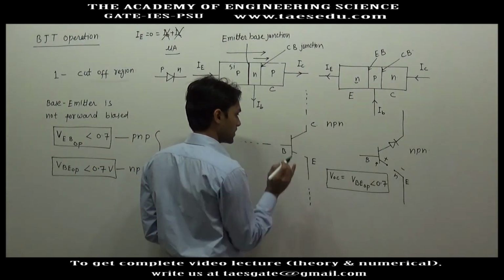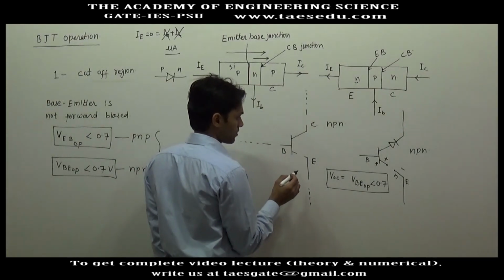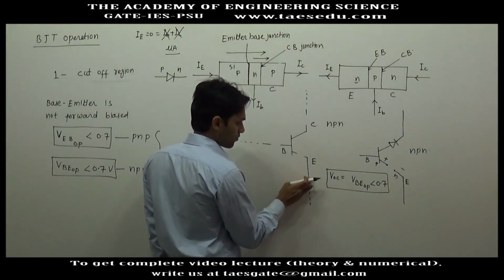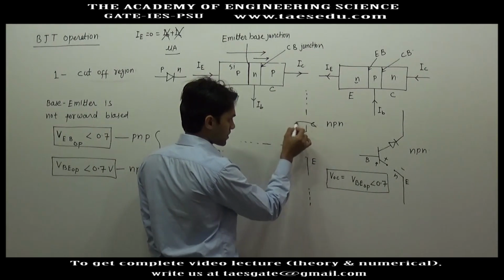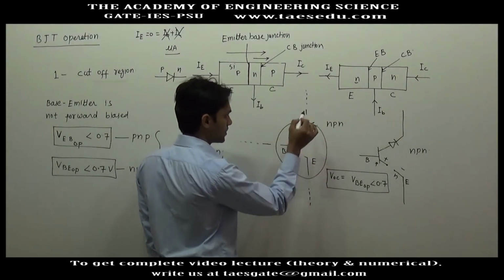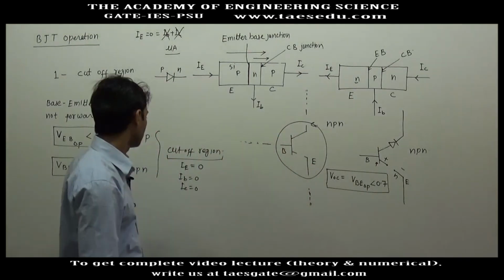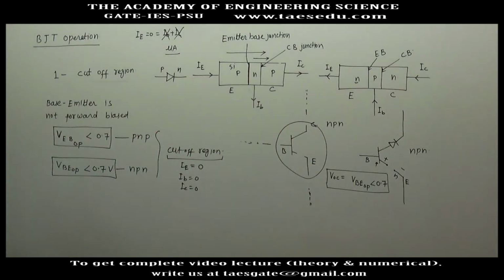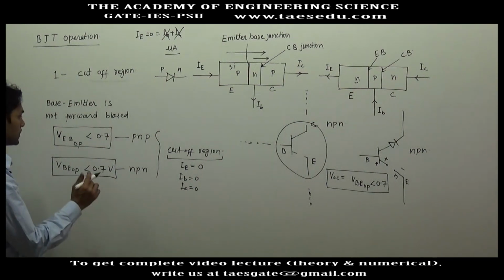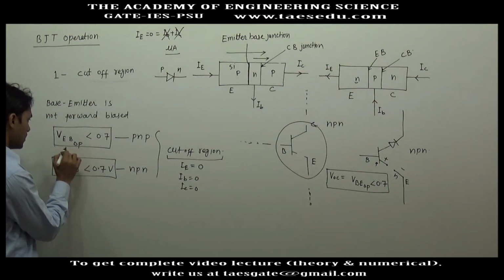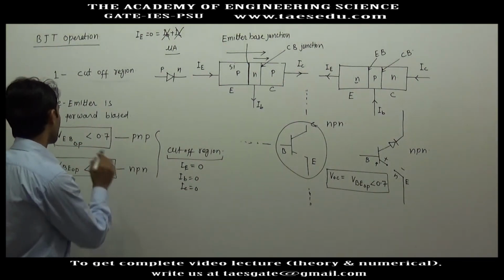This will be physically connected, but current cannot flow. So what we see here, the transistor is completely isolated from the circuit. So this will be completely off. If you want to get this condition in terms of VBE, what will you do?